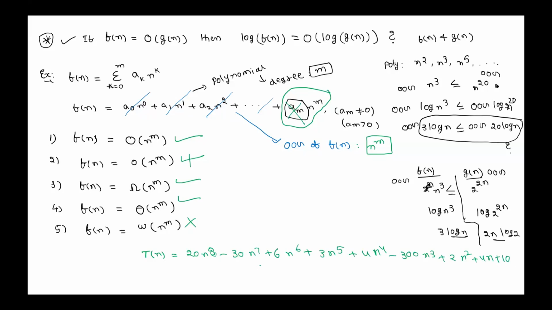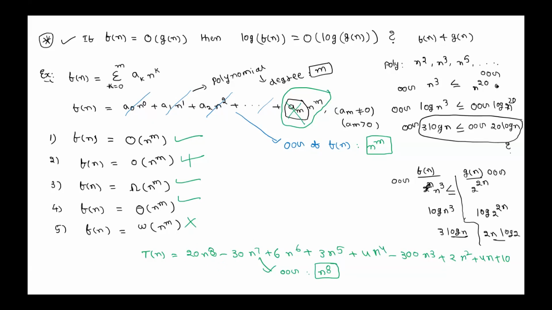What is its order of growth? N power 8. That is the degree of that polynomial, no? Yes, sir, the degree of that polynomial. What is the degree of this polynomial? 8. So it is n power 8. Is that correct? Yes, sir.